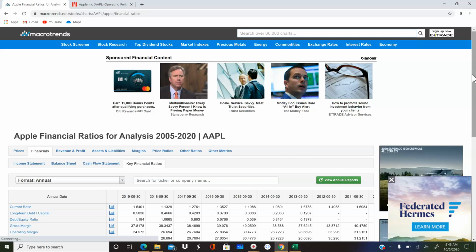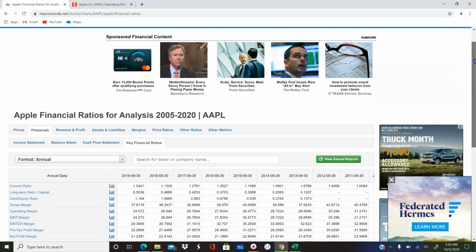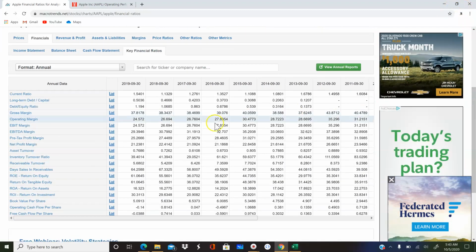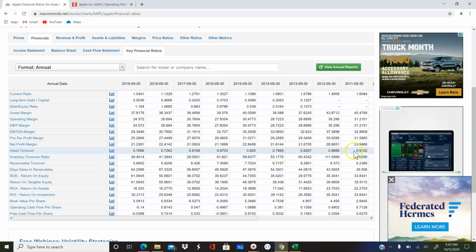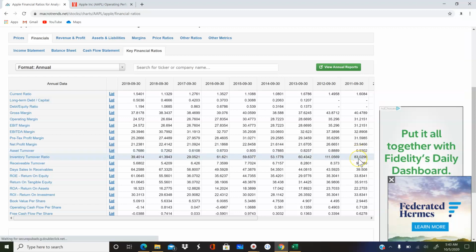So yeah, it's pretty simple, but it can be a lot of work doing that. But this just adds another layer of understanding when it comes to researching any particular company, especially a company that you're already invested in or you're planning to invest in. So let's just look and see over time what Apple's asset turnover ratio has been.